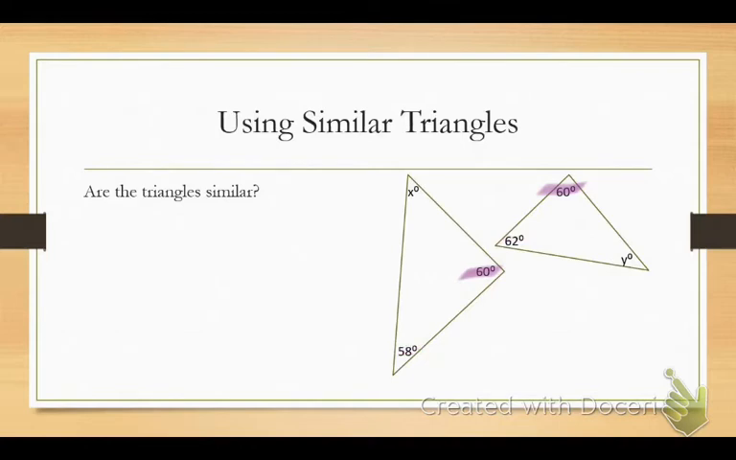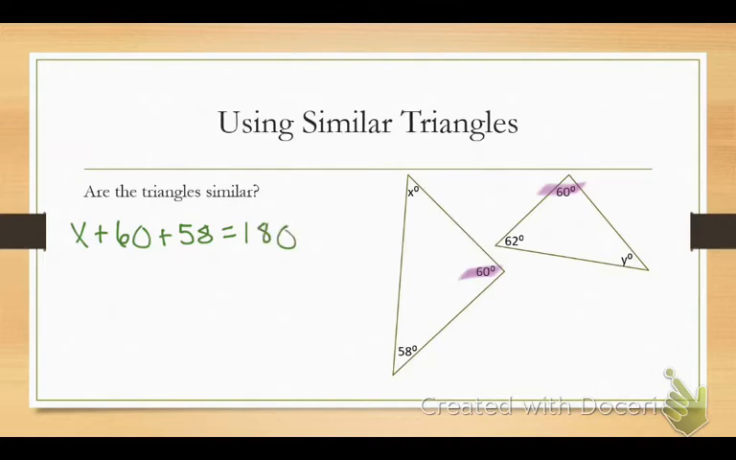But that doesn't mean that they're not similar, because what if y was 58? Or what if x was 62? The only way to know is to solve for one of them, and it doesn't matter which one you solve for. So let's go with the first one, x plus 60 plus 58 equals 180.